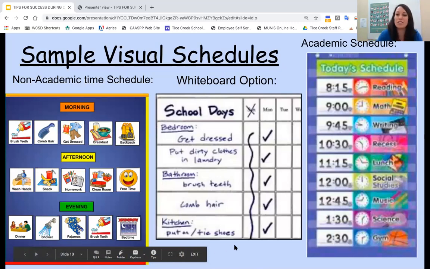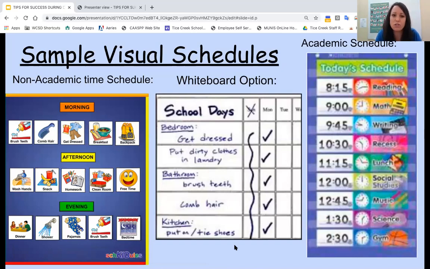Okay, so here are some visual schedules I found. On the left-hand side, it says the non-academic time schedule. So that is the time that you as the parent are leading. It's got the morning, the afternoon, and the evening. So thinking about making that a visual would be great. It's got the teeth, and then in the afternoon, talking about eating a snack, maybe going outside, making sure homework is done, and then before the evening, having dinner together, making sure there's a good bedtime.